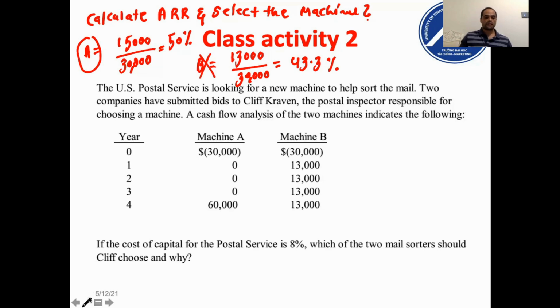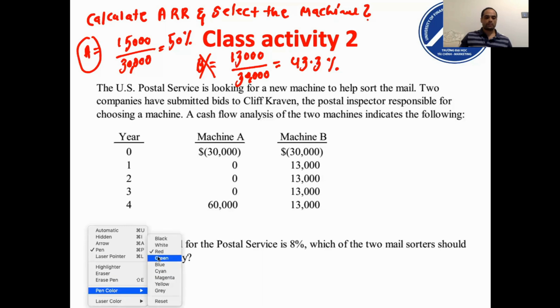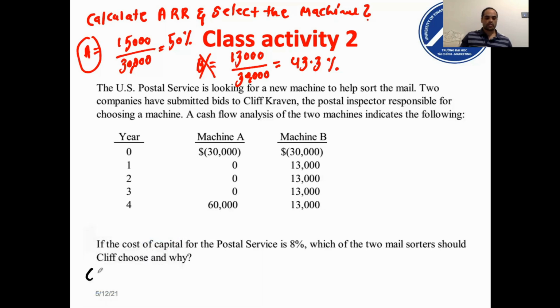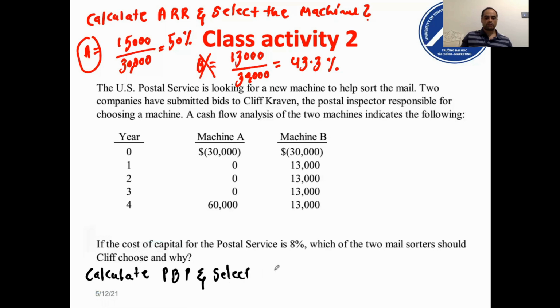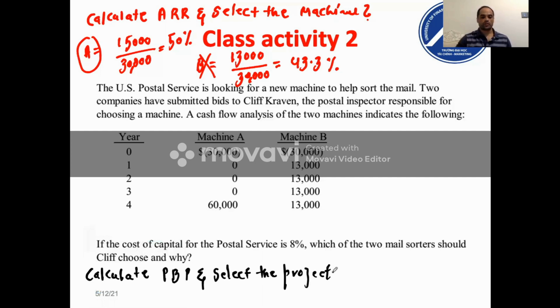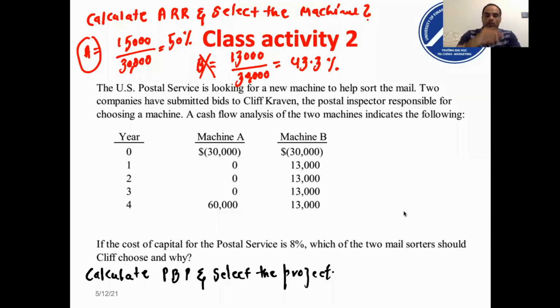Now, same question, but now calculate payback period and select the project. Do that for payback period method. Which machine we should select? Why do you choose B? How much is payback period for machine B?